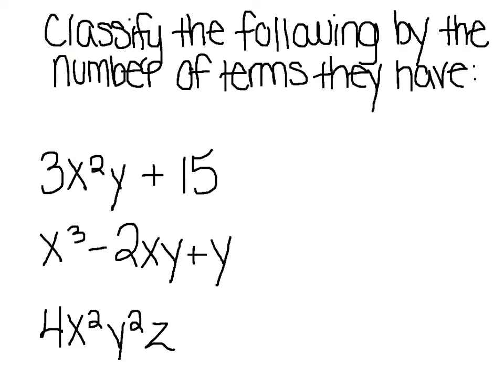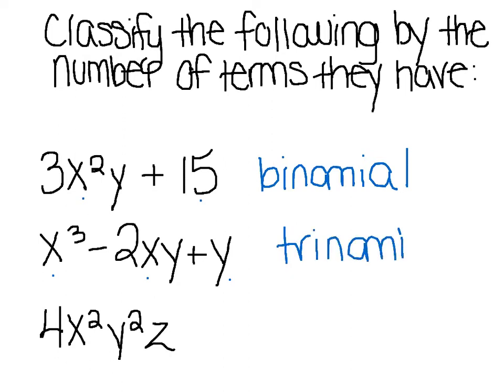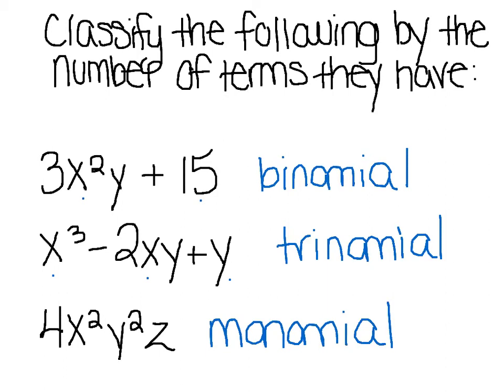So looking at this set of examples, I want you to classify the following by the number of terms they have. Pause the video and try these 3 examples on your own. Okay, hopefully you saw 1, 2 terms, so you said that this was a binomial, which would be correct. In this one, we had 1, 2, 3 terms, so it was a trinomial. The last one, there's no addition or subtraction, it's all multiplication, so it's a monomial. If you got all 3 correct, congratulations.